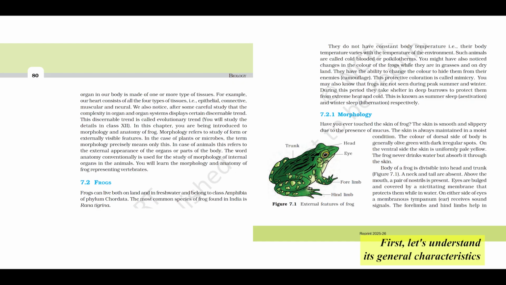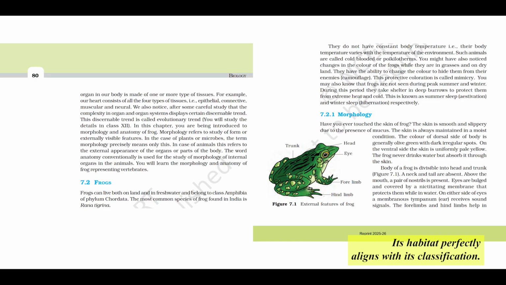First, let's understand its general characteristics and how it fits into the broader classification of life. This classification itself is a common objective question, so pay close attention. Rana tigrina belongs to the class Amphibia. That name literally means dual life, reflecting its ability to live both on land and in fresh water. It's part of the phylum Chordata, which signifies that at some stage of its life cycle, it possesses a notochord.